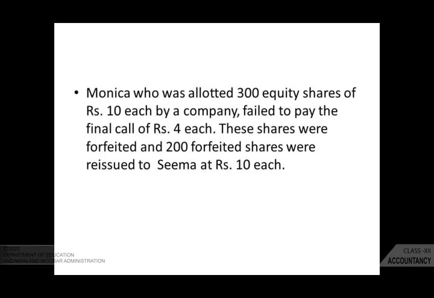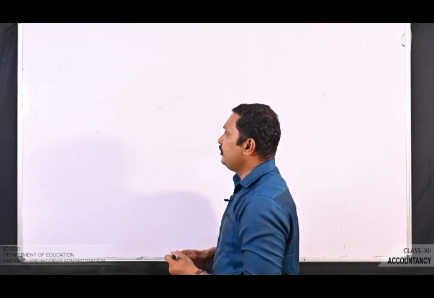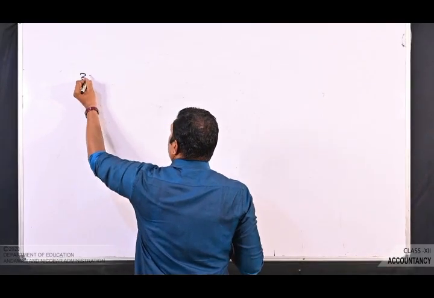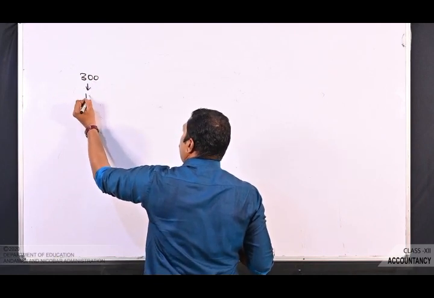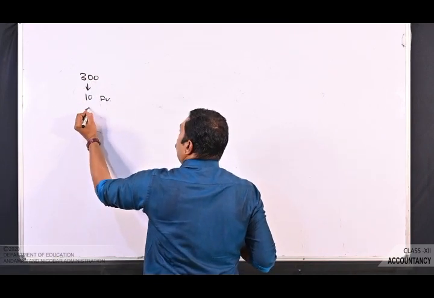Now see the fourth problem. This is somewhat different from the previous problem. Let's read the question. Monica, who was allotted 300 equity shares of rupees 10 each by a company, failed to pay the final call of rupees 4 each. These shares were forfeited and only 200 forfeited shares were reissued to SEMA at rupees 10 each. What are the items given here? How many shares are forfeited? 300 shares are forfeited. What is the face value? 10. Unpaid call is 4.